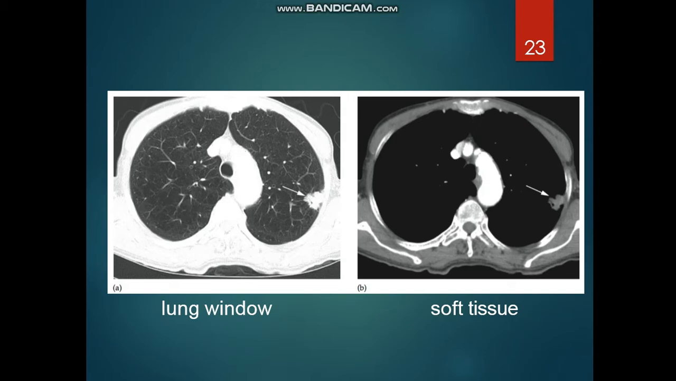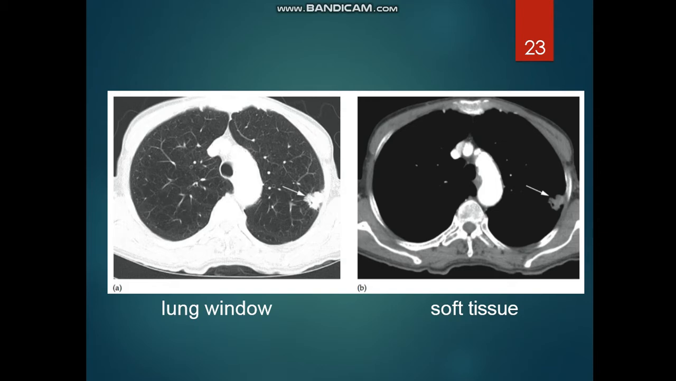The human eye can only appreciate a limited number of shades of gray. With a wide window, all structures are visible, but fine details of density difference can't be appreciated. With a narrow window width, variations of just a few Hounsfield units can be seen, but much of the image is either totally black or totally white, and in these areas no useful information is provided.